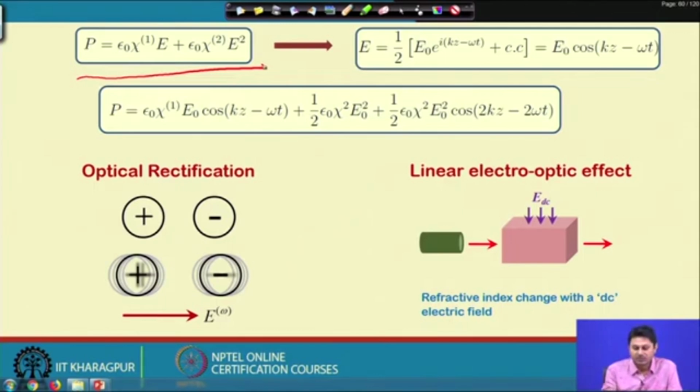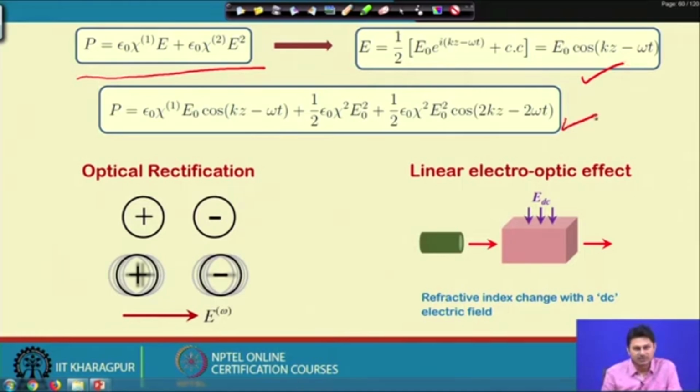So, we add a complex conjugate term, the CC, to make it real. This complex conjugate term adds up with the main term and gives rise to a real quantity, which is nothing but E 0 cos(kz minus omega t). When we use this electric field, this becomes my total electric field.